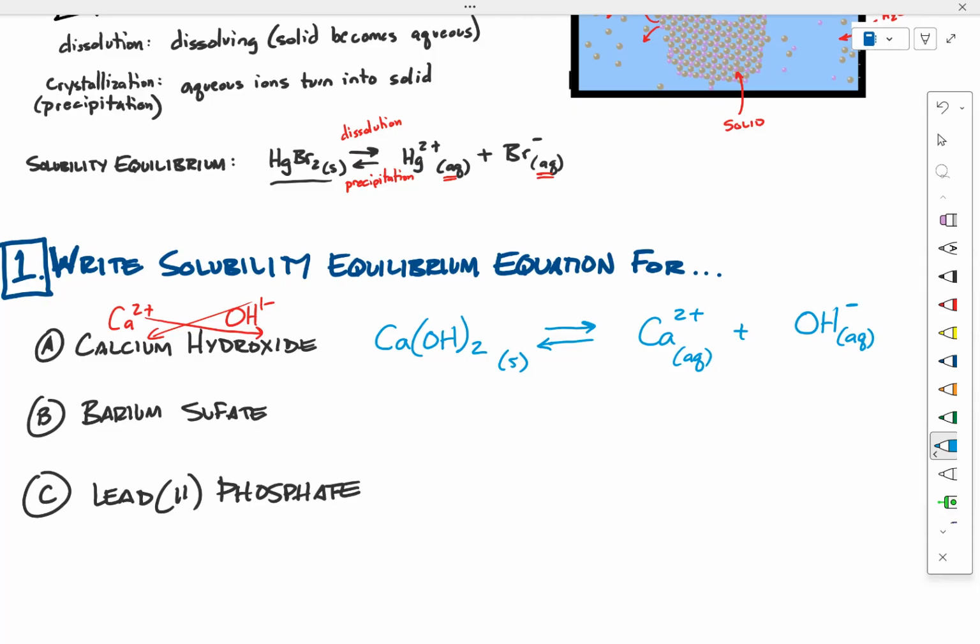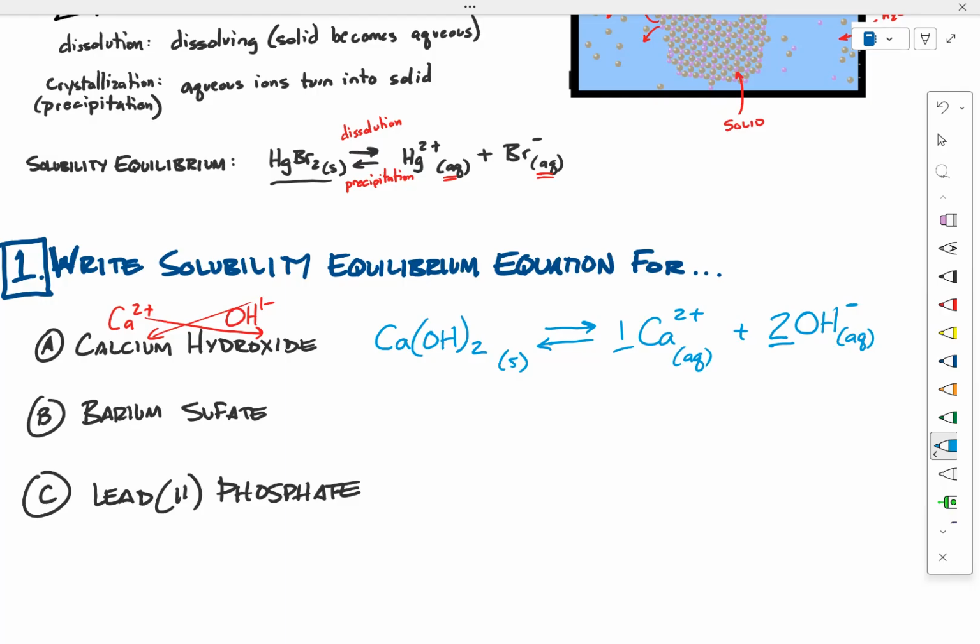There's one final step in doing this. We've got to remember to balance our equations. So rather than putting this in parentheses with the 2 out here, that's not the way we balance equations. We're going to balance the equation instead by using coefficients. Put a 2 in front of that. So this particular dissolution process creates 3 ions, 1 calcium and 2 hydroxides.